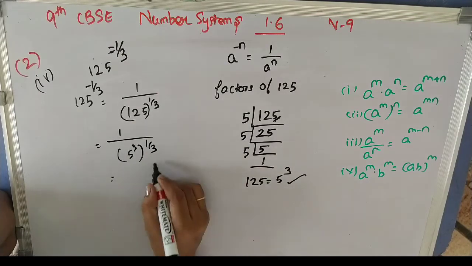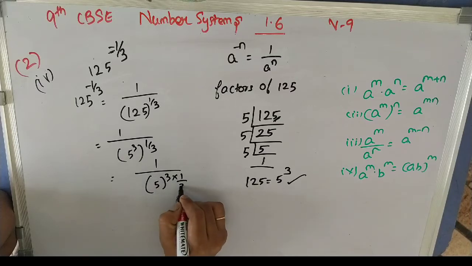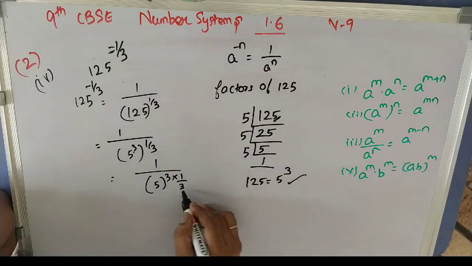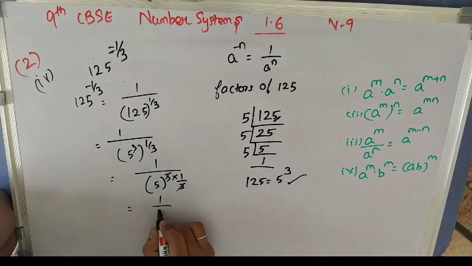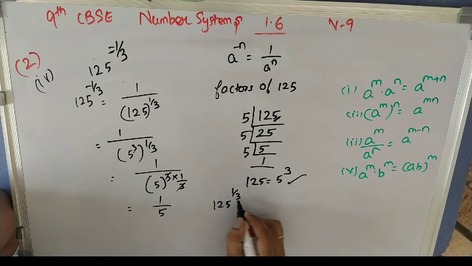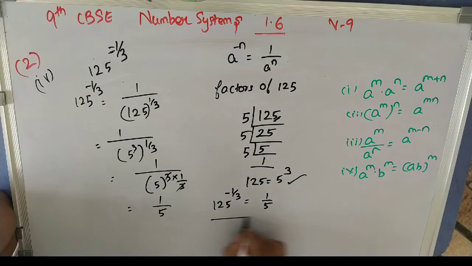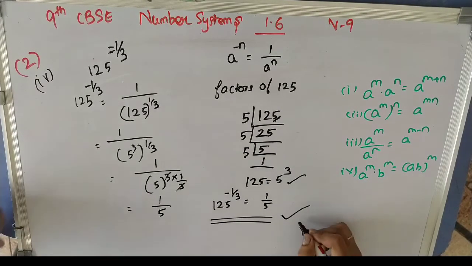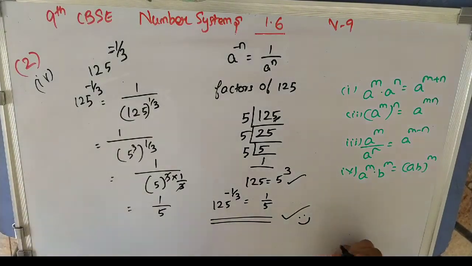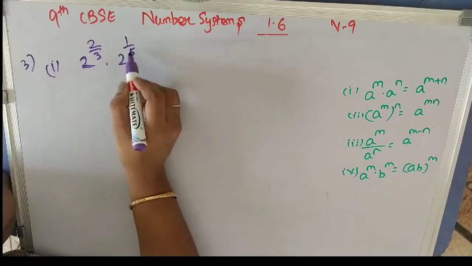This looks like a power m the whole power n. Therefore, I am going to multiply the powers. So 1 by 5 power 3 into 1 by 3, the 3 gets cancelled and I get 1 by 5. So the value of 125 power minus 1 by 3 is equal to 1 by 5. Here the important thing is we have to change the negative power to positive by bringing it to the denominator. Clear?